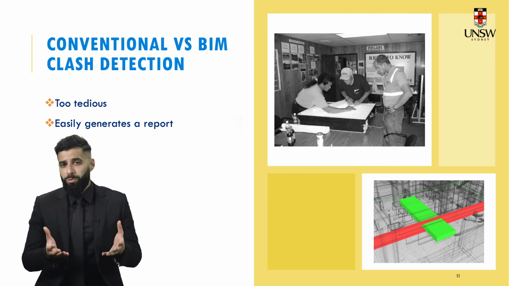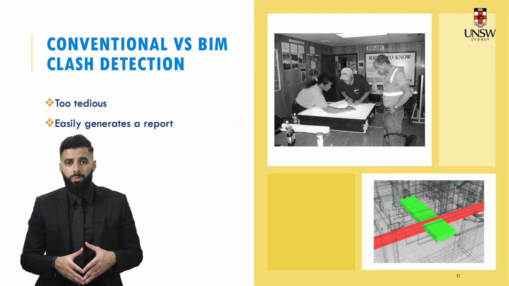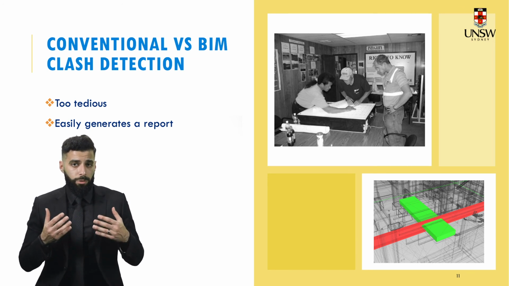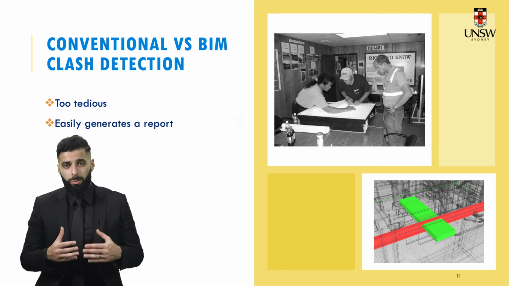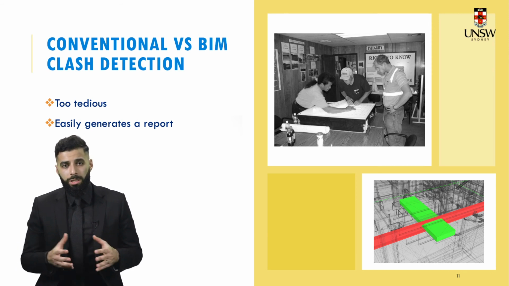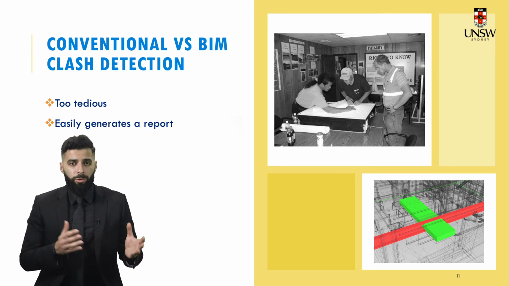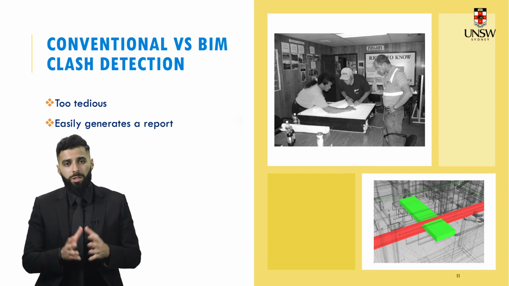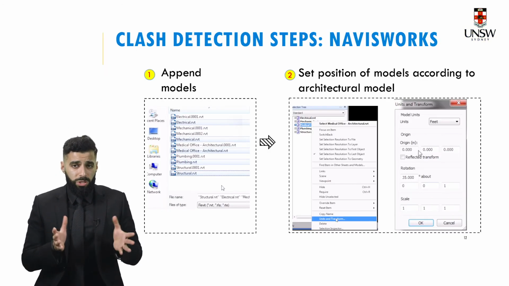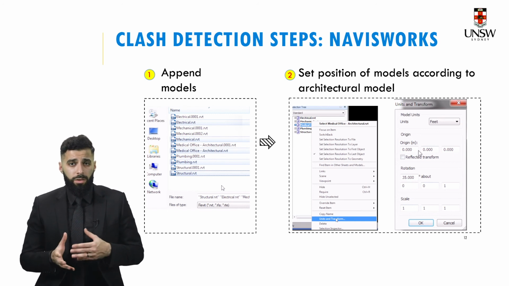Through using BIM for clash detection, you reduce the risk for your client because you're able to detect more clashes and resolve them before you actually start your construction project. So you avoid a lot of cost overruns and you ensure the quality of the project. It's a very easy procedure to conduct in BIM.